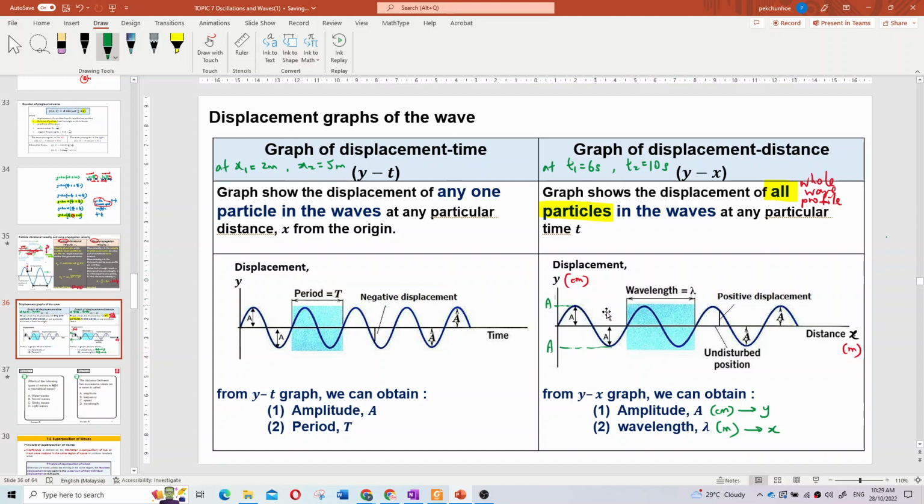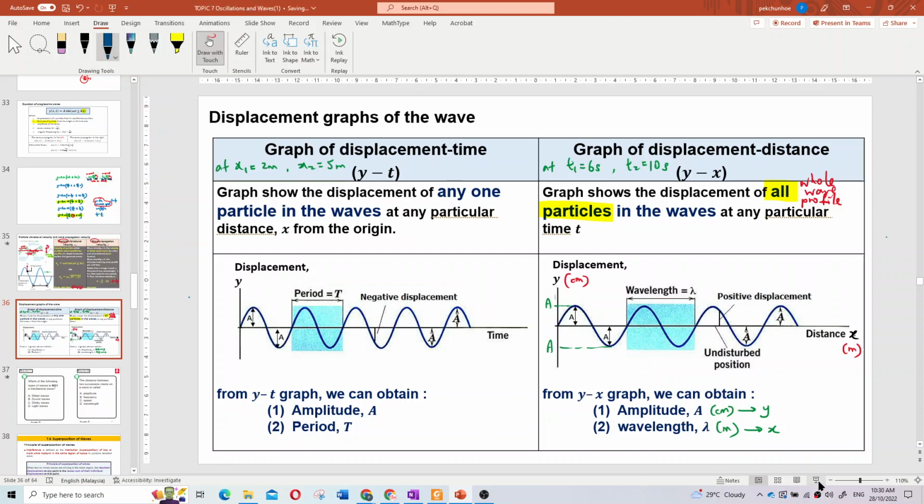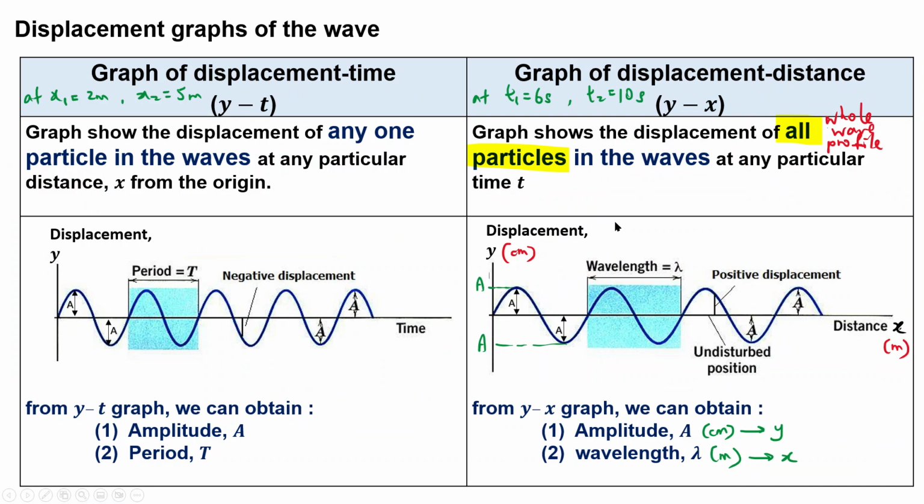Okay, so what does it mean by this graph? Many people still ask. This graph shows the displacement of all particles at a certain time. Let me show here. So maybe this graph is the graph at, I put the time there, maybe the time at 6 seconds. This is the graph when time equal to 6 seconds.